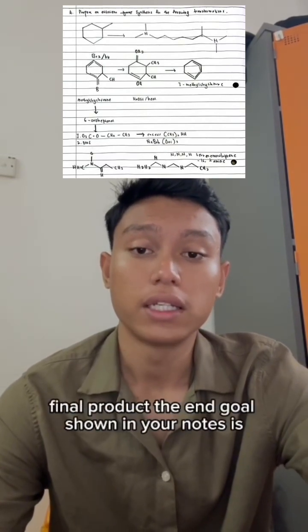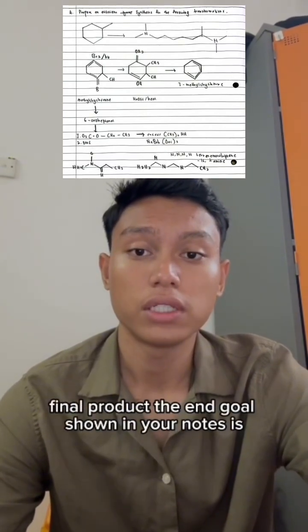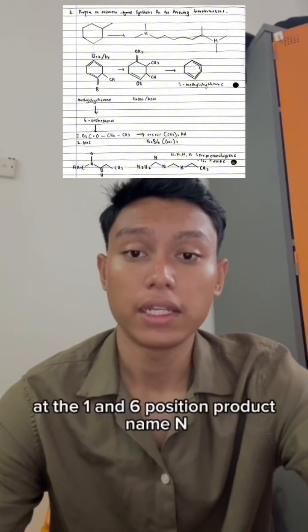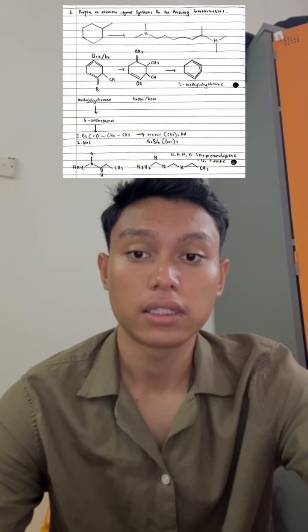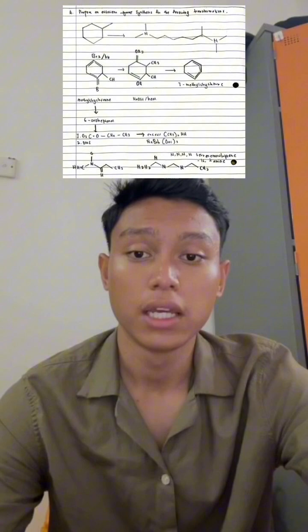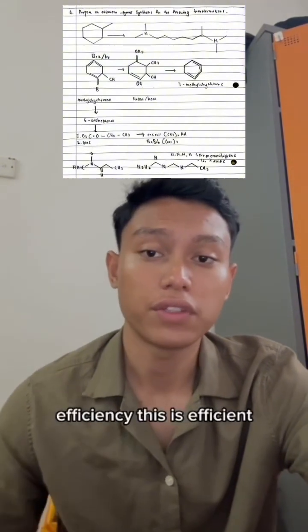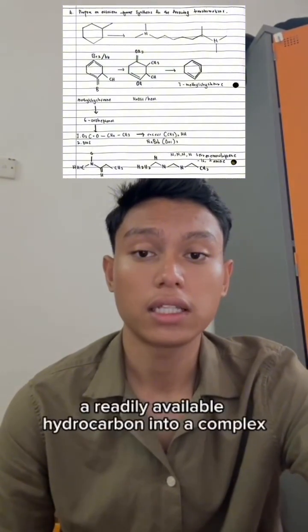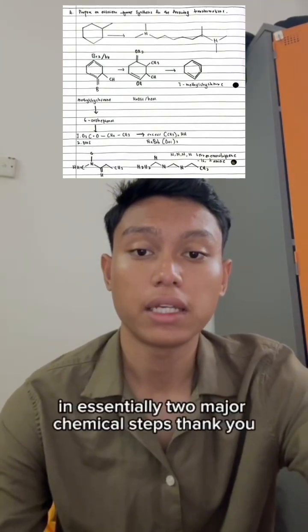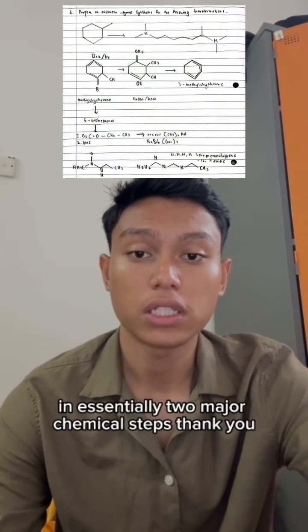Final product. The end goal shown in your note is a substituted heptane chain with a nitrogen atom at the 1 and 6 positions. Product name: N,N,N',N'-tetramethylheptane-1,6-diamine. Efficiency. This is efficient because it converts a readily available hydrocarbon into a complex functionalized diamine in essentially 2 major chemical steps.